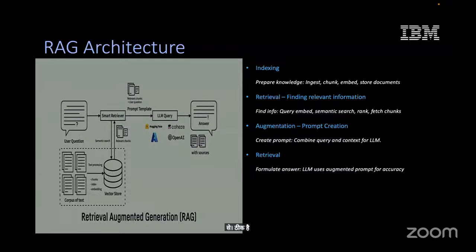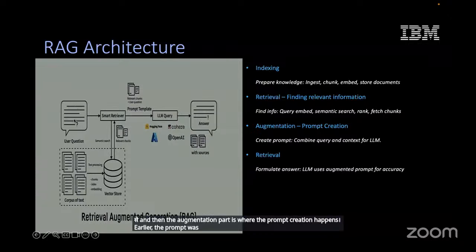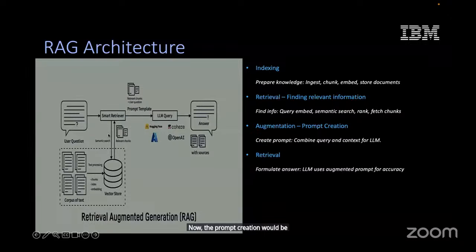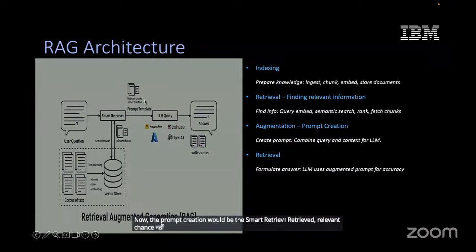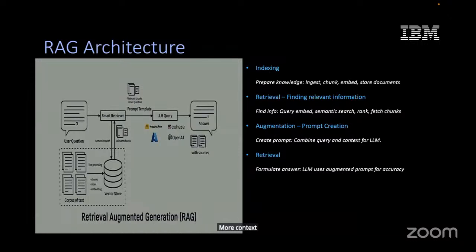Okay, and then the augmentation part is where the prompt creation happens. Earlier, the prompt was a direct question to the LLM query. Now the prompt creation would be the relevant chunks retrieved by the smart retriever plus the user question in the form of embeddings, passed to the LLM query. That way, you are augmenting the prompt by adding more context and more relevant chunks of information to that question, so that the LLM has all the information that it needs to respond with a high level of confidence.